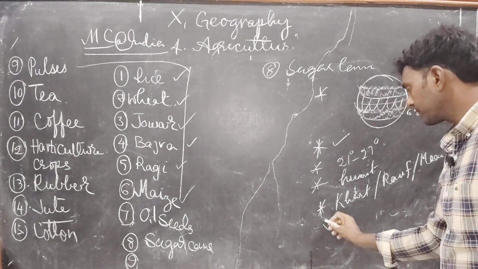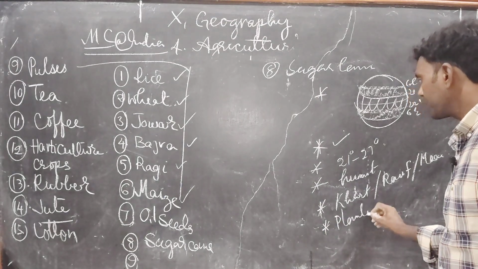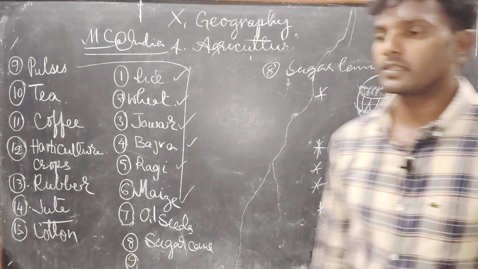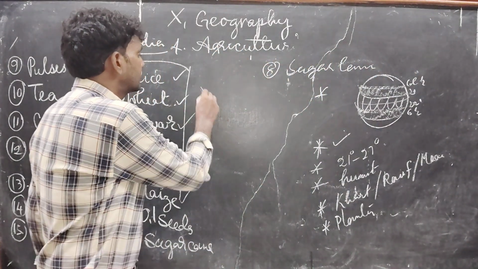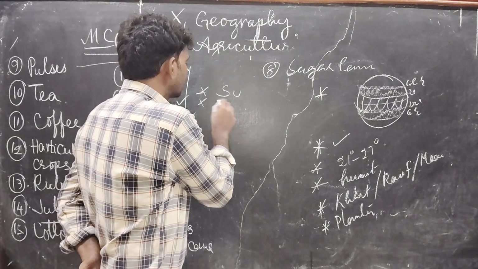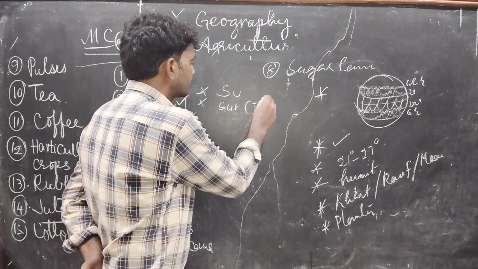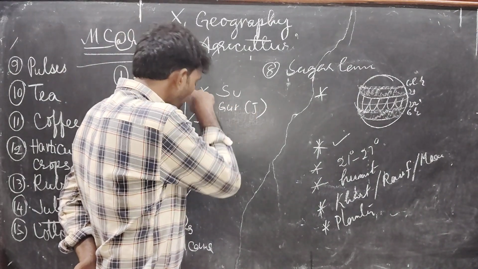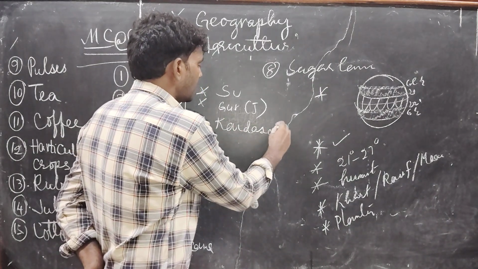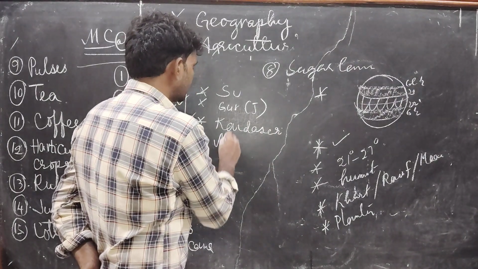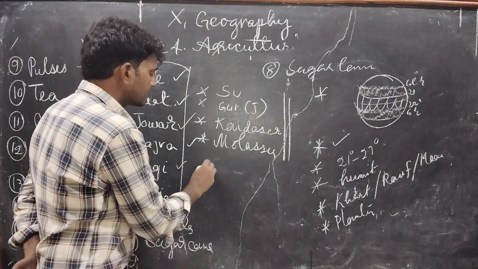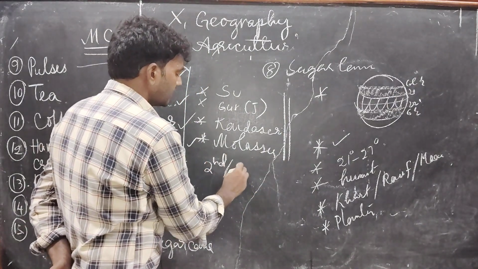And it is also a plantation crop. So it is very important for the production of sugar. It is a source for sugar, and also a source for gur or jaggery, and it is also a source for khandsari, and also a source for molasses. And it is playing second rank in the world.